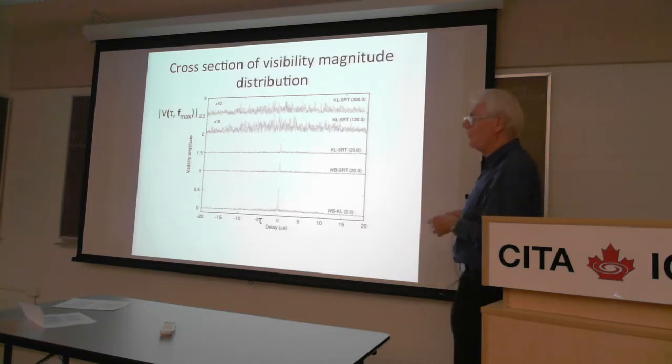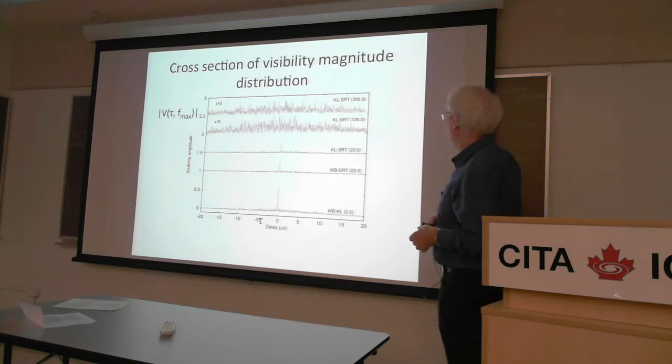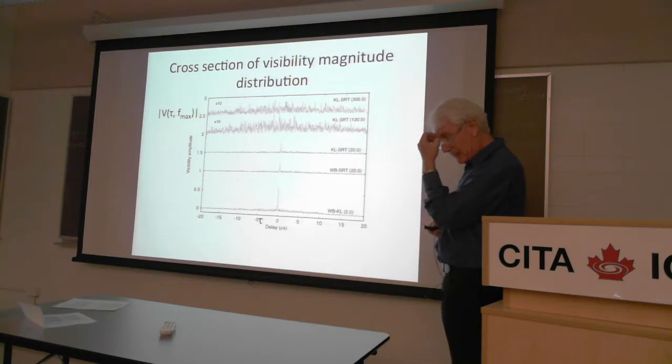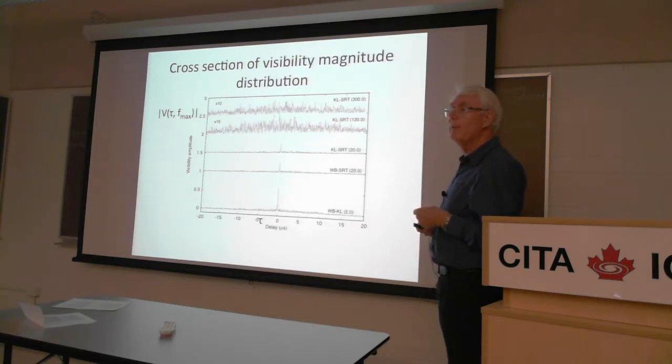How long is 20? Pardon me? 20 is in what units? 20 is, let me see, 20 is 20 million wavelengths. Mega wavelengths. Mega wavelengths, yes.